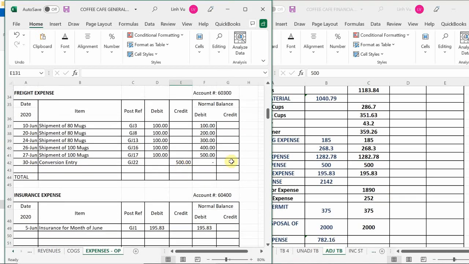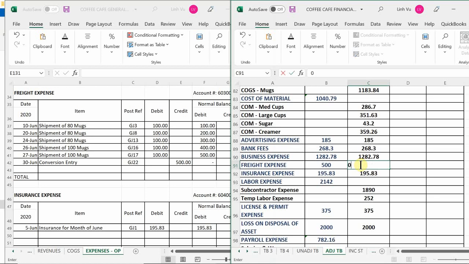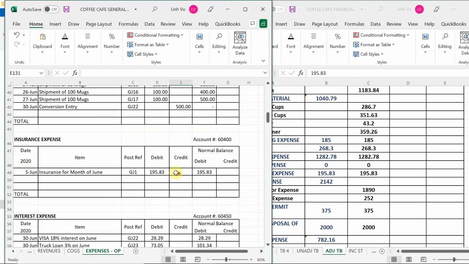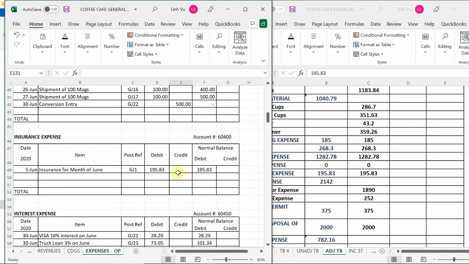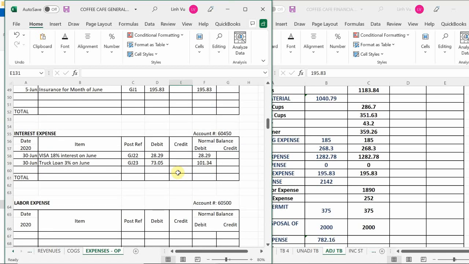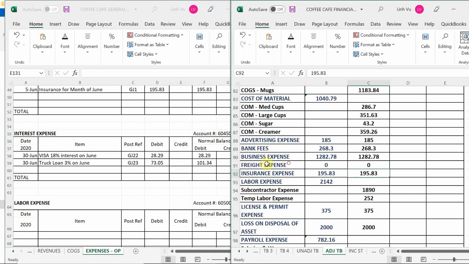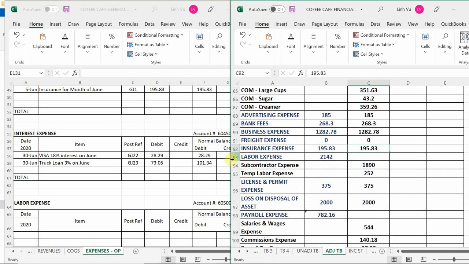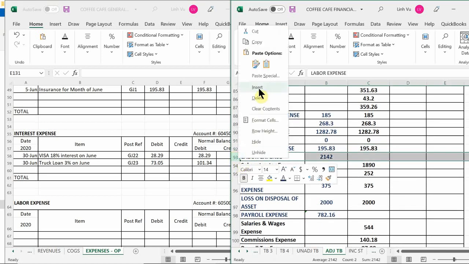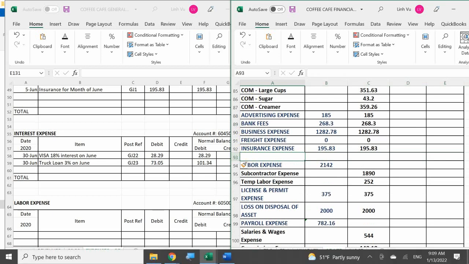Our freight expense is $0. Okay. Our insurance expense is still $195.83. Our interest expense, so we have to include a new account for interest expense. Interest expense was for $101.34.